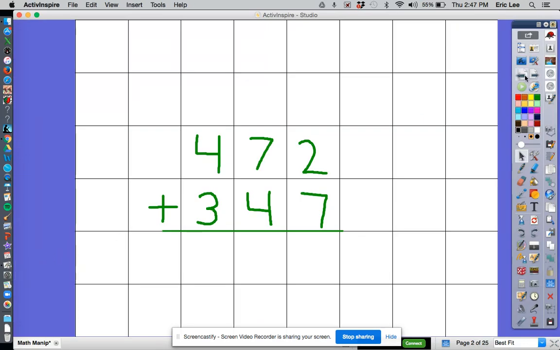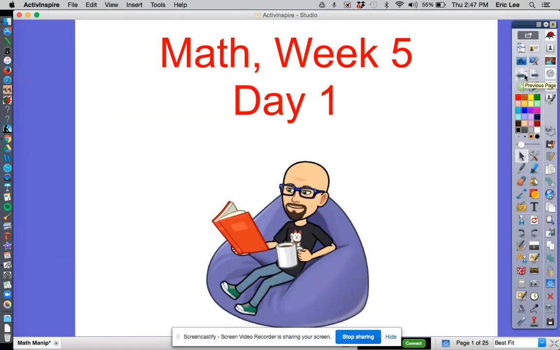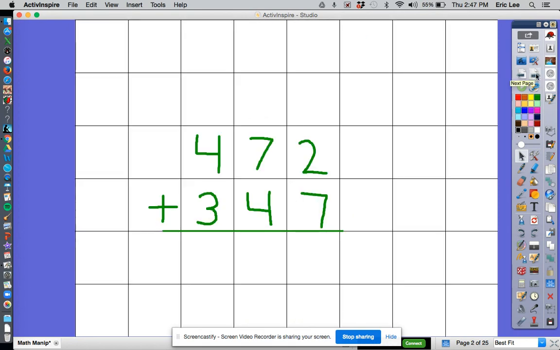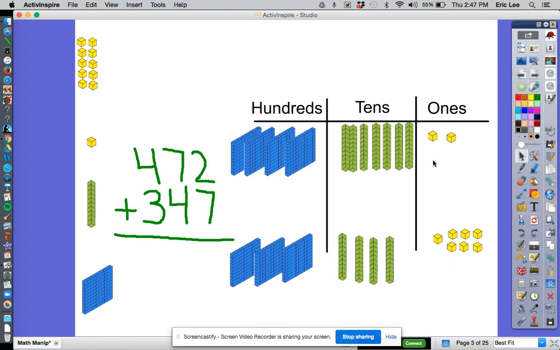We are on week 5, day 1. We're going to be taking a look at some 3-digit plus 3-digit addition. Then after that, we're going to continue talking about adding with dollars. We're just going to be adding lots of dollars today. Last time we just did $1. Today, lots of dollars. So let's start off with some quick practice with some 3-digit plus 3-digit addition.